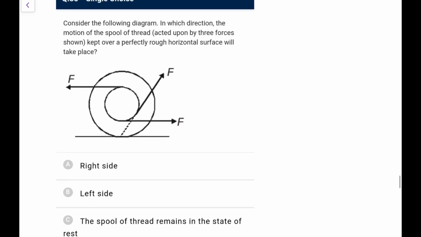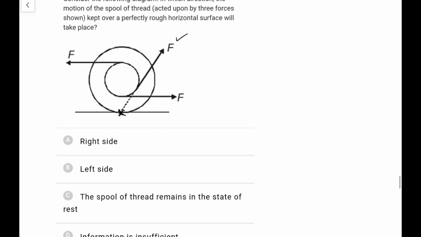Consider the following diagram, in which direction will the motion of the spool of thread kept over a perfectly rough horizontal surface take place? Okay. In the first one, I'll say it is placed over a rough horizontal surface. In the first case, the torque about this IOR is 0. There is no torque exerted about IOR, so it won't move. So in the third, in this case it won't move.